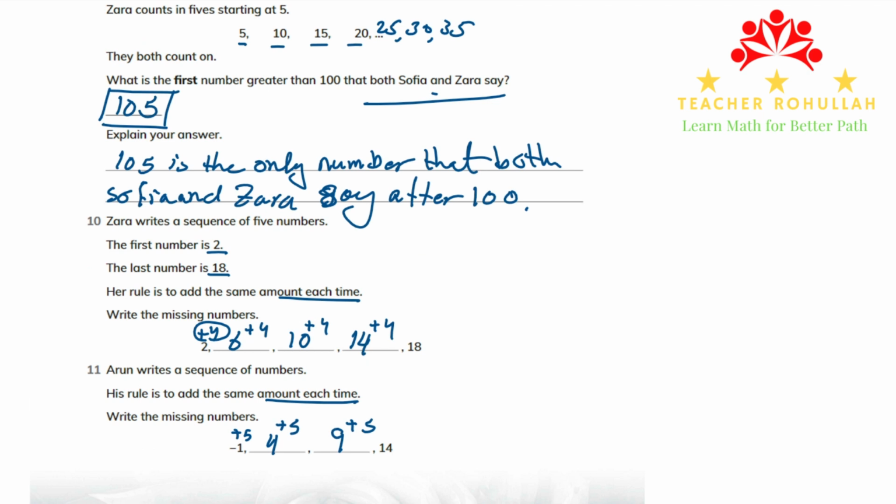This is the last question of exercise 3.1 of Cambridge Primary Mathematics Workbook 5. I hope it helps you learn how to find the related answer to questions which are about sequence and also counting numbers on and counting numbers back.